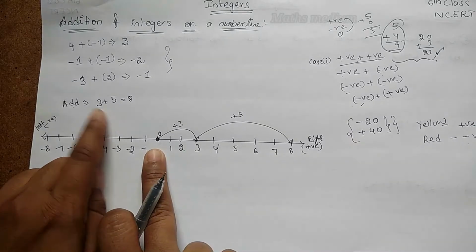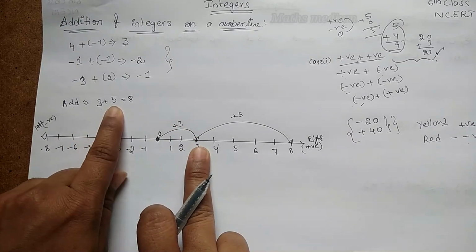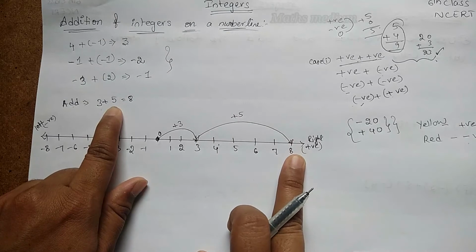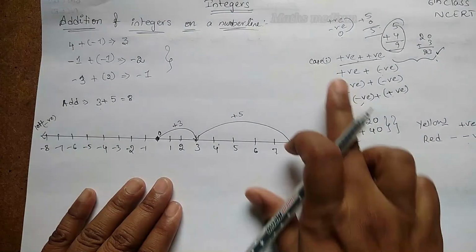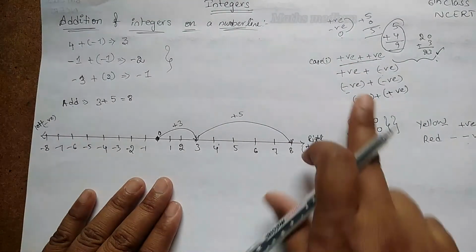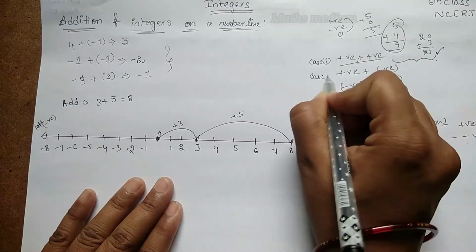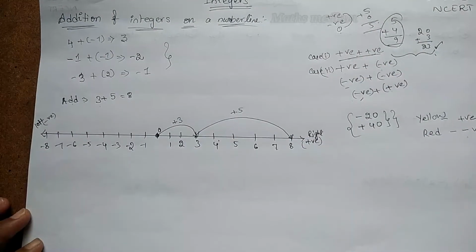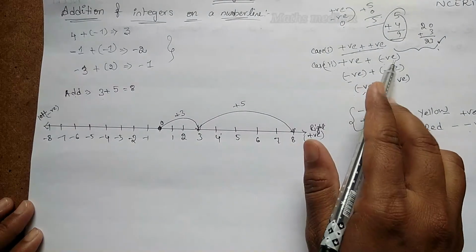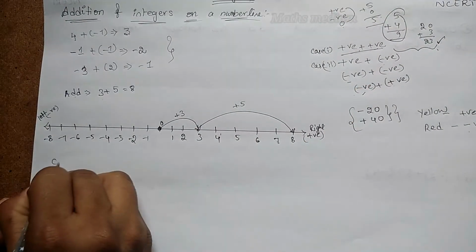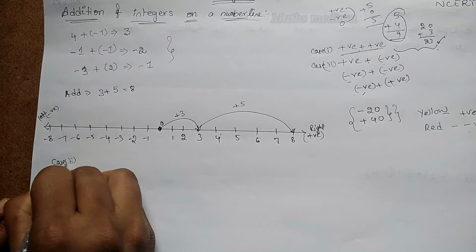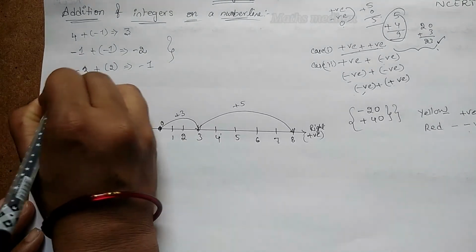Let's take 0, add 3, and then add an additional plus 5. This is just case 1, addition of integers. Next, take the second case of addition on a number line, where one is a positive number and another one is a negative number. So take case 2. This is case 1, right?